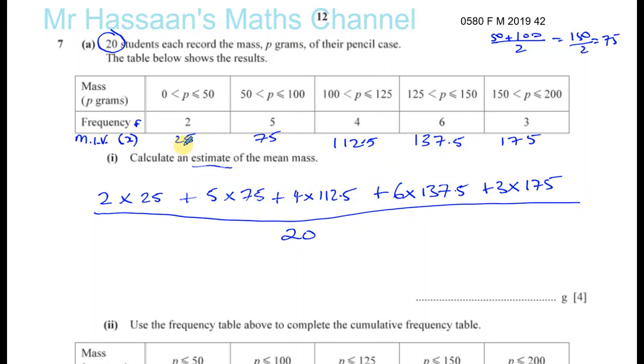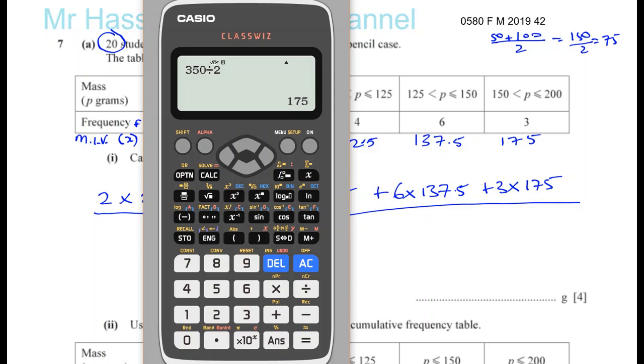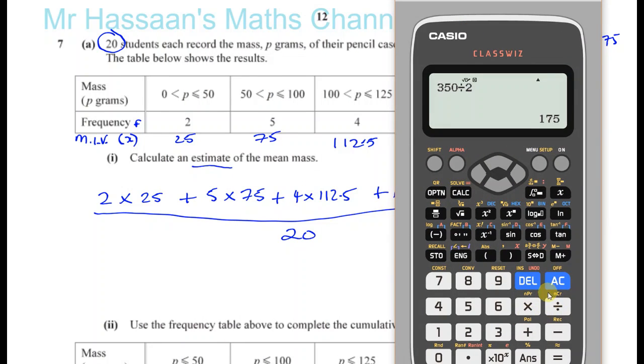So 2 times 25 plus 5 times 75 and so on will give us the total sum of all the masses of all the pencil cases. Divide that by 20, the number of pencil cases there were, and that will give you your mean. So be very careful when you stick this into your calculator not to make a mistake. It's very easy to make a mistake here.